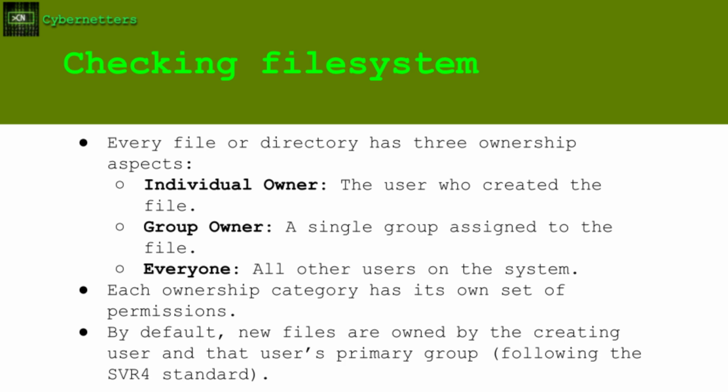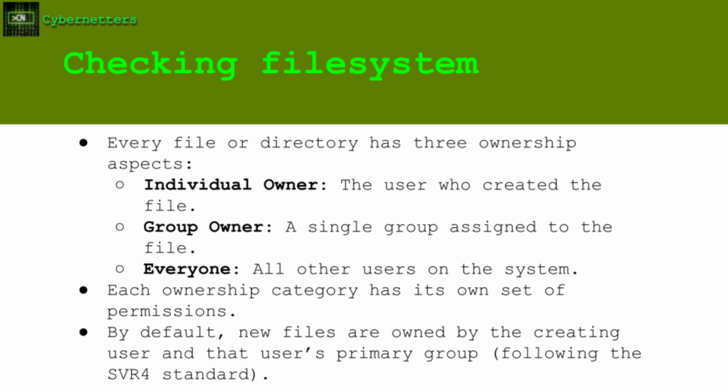And then you have the group owner. A file can also belong to a group, which allows multiple users to share access. So it's like a shared workplace where team members can access the same files. And then you have everyone, which refers to all of the users on the system. So if a file has public access, anyone can interact with it. This is like leaving the door unlocked for anyone to log in, which is not always a good idea.